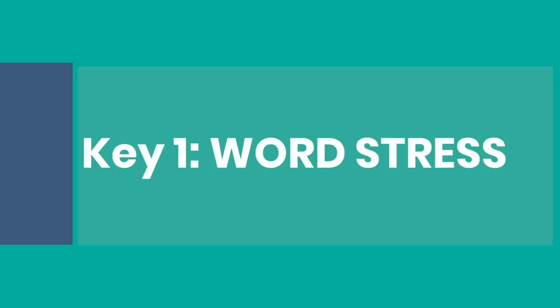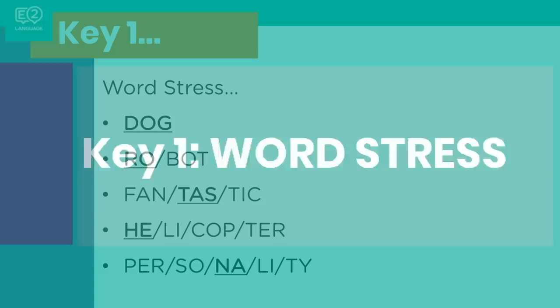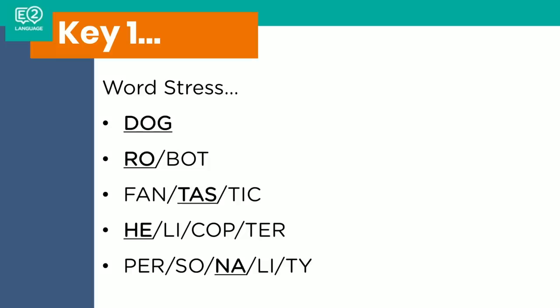The first key is word stress. You need to get this right. When I talk about word stress, I'm talking about the emphasis we place on a specific syllable in a word. So for a single syllable word like dog, there is no word stress, or the stress is just on the entire word. But if you look at robot, for example, the stress is placed on that first syllable. And for fantastic, the syllable emphasis is on tas, and likewise in helicopter and personality. So you've got to get your word stress right.